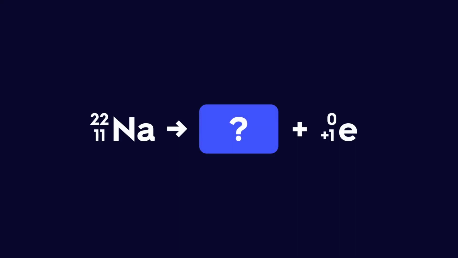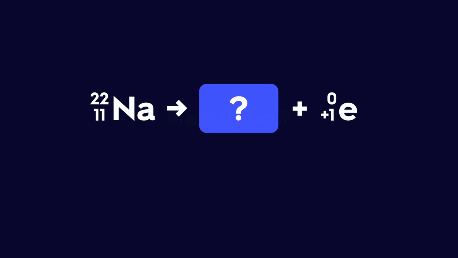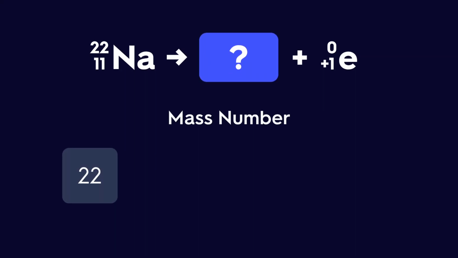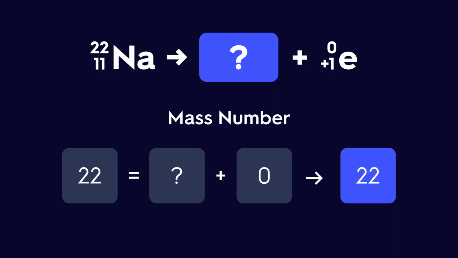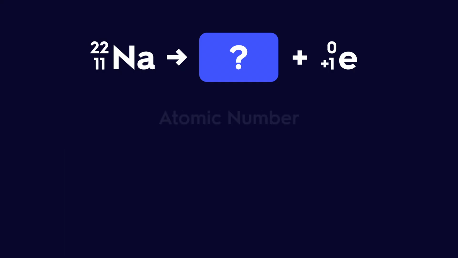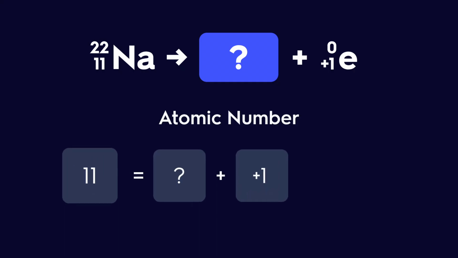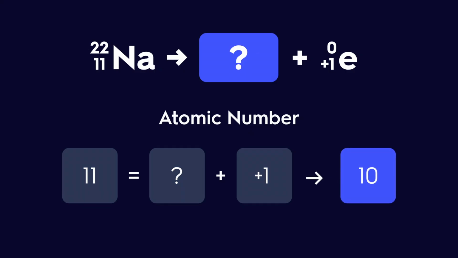Let's solve one together. Sodium-22 emits a positron and forms an unknown nucleus. First, balance the mass number. Since the positron has mass number 0, the new nucleus must still have mass number 22. Next, balance the atomic number. Sodium has atomic number 11, and the positron has atomic number +1. So the product must have atomic number 10, which is neon.